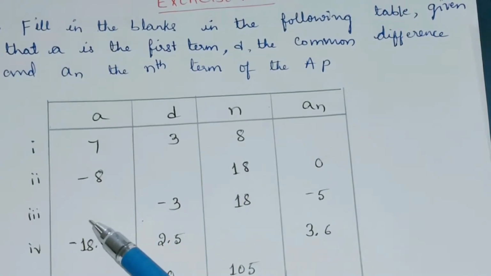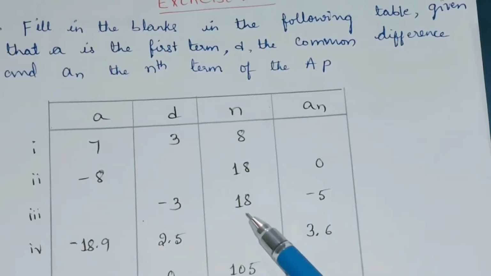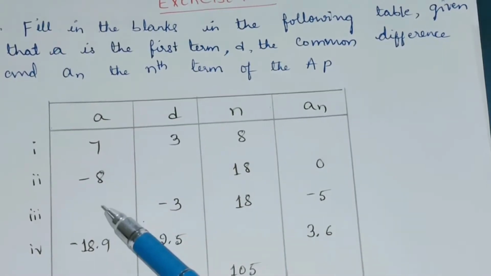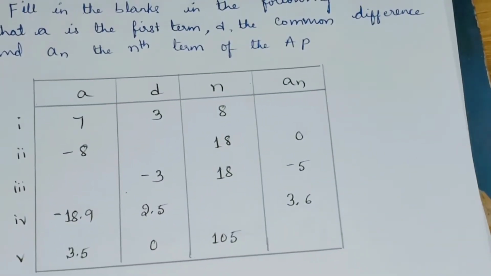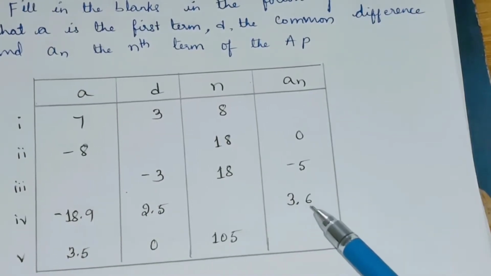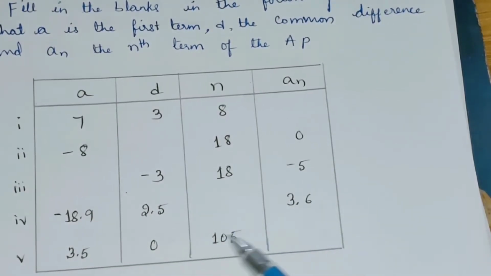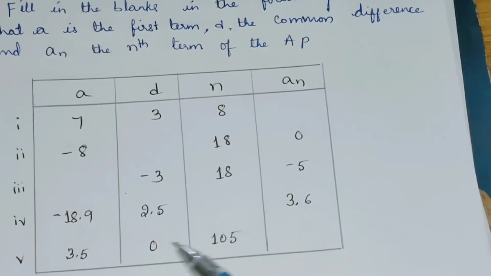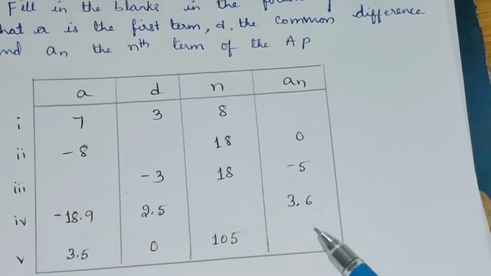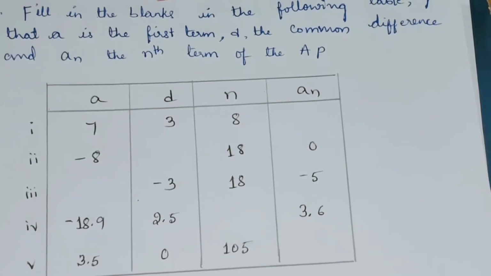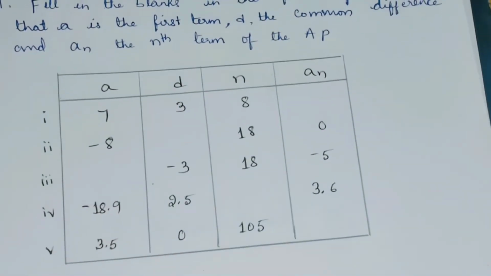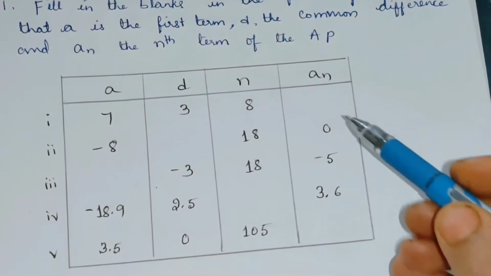Similarly, in the third question, where d, n and an are given, you are supposed to find out the first term of the arithmetic progression. In question number 4, where a, d and an are given, you are supposed to find out n. In the fifth question, a, d and n are given, you have to find out the nth term of the arithmetic progression. Let us start. Write the given terms, and you have to find out an.